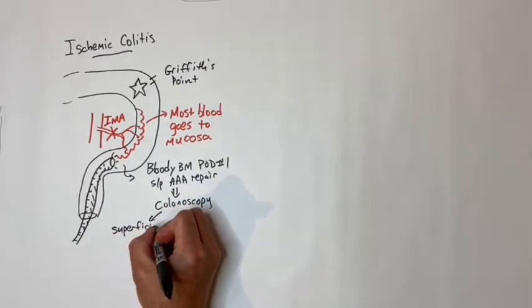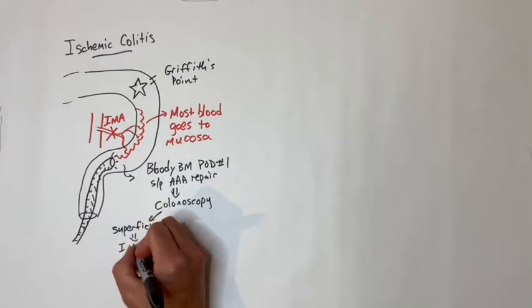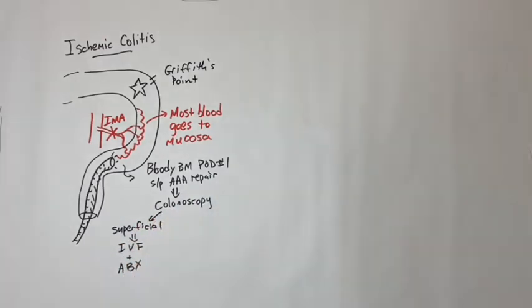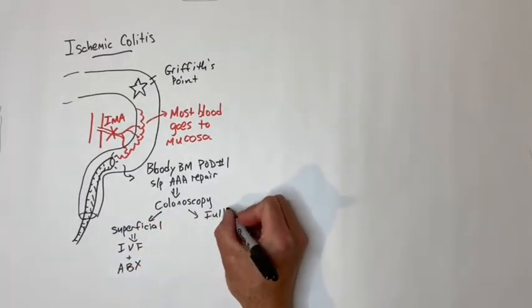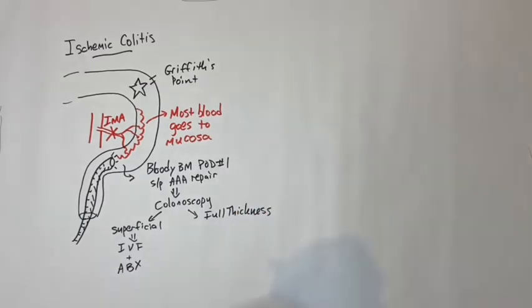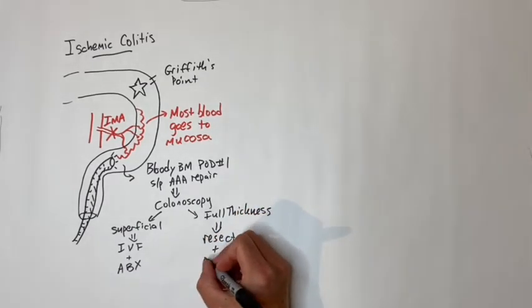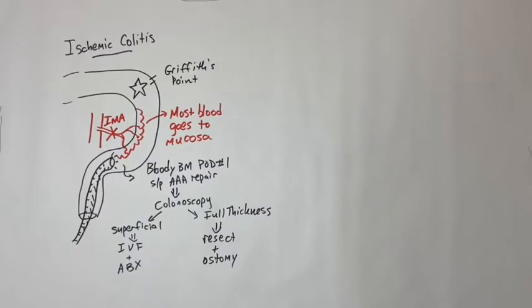If just superficial mucosa is ischemic, try bowel rest, IV fluids, and antibiotics. If the mucosa is black and full thickness ischemia or clinical deterioration, these patients need surgery for a resection and ostomy.